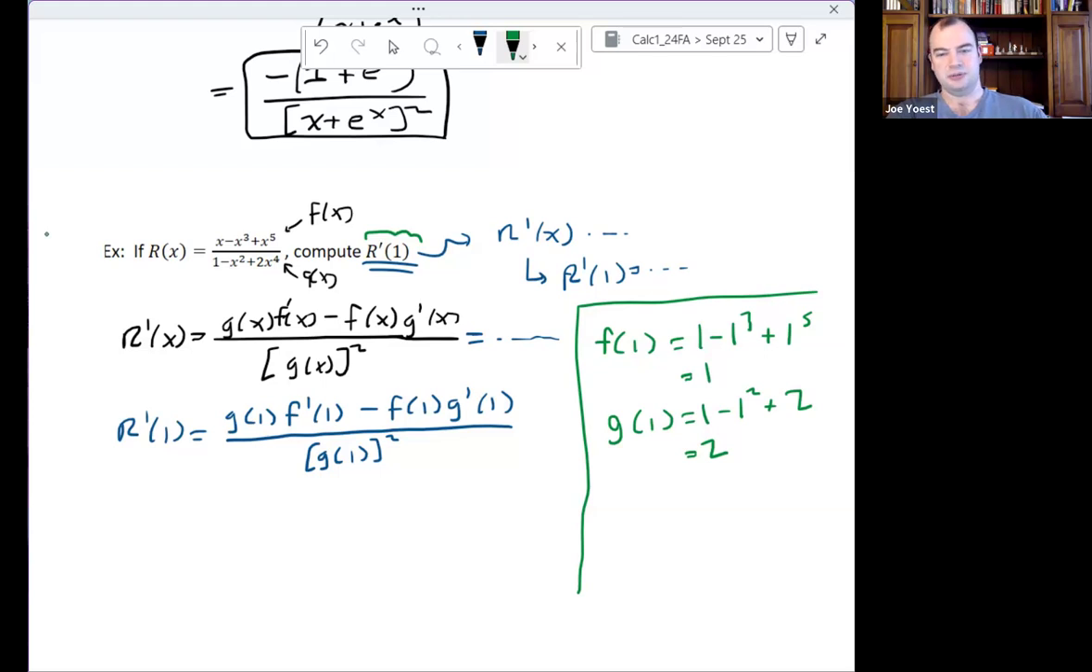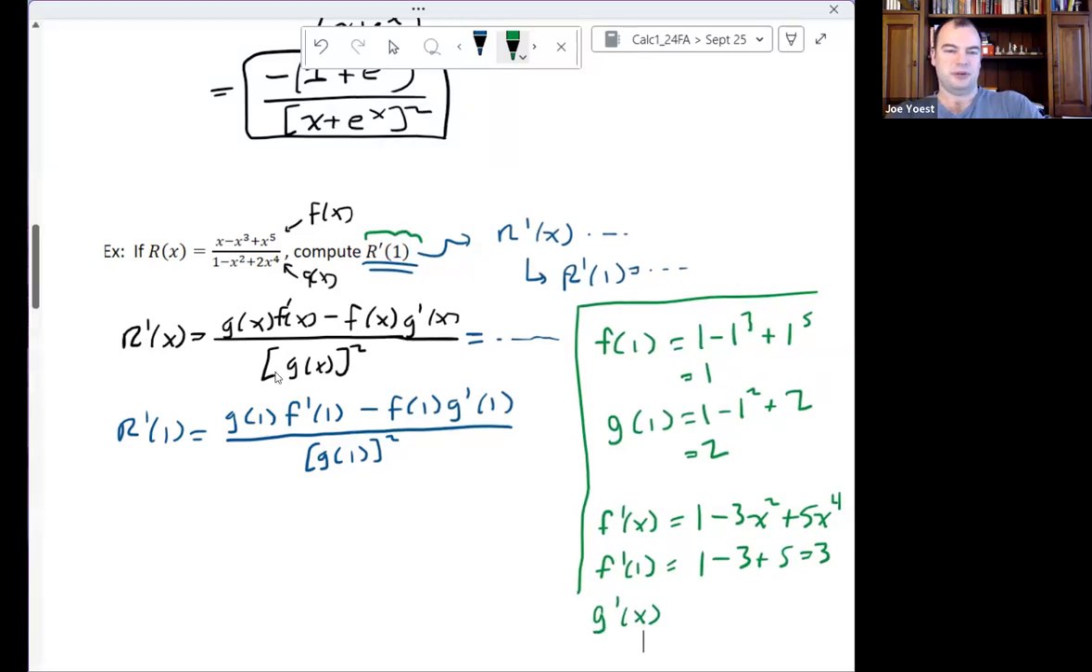Well, here I am going to find f prime of x and then evaluate it at 1. There's not really an easy way to get around this. I suppose I could go all the way back to the definition of the derivative, but I think that's going to be much more messy than doing it this way, right? f prime of x is 1 minus 3x squared plus 5x to the 4th, the derivative of the numerator. And f prime of 1 is 1 minus 3 plus 5, which is 3.